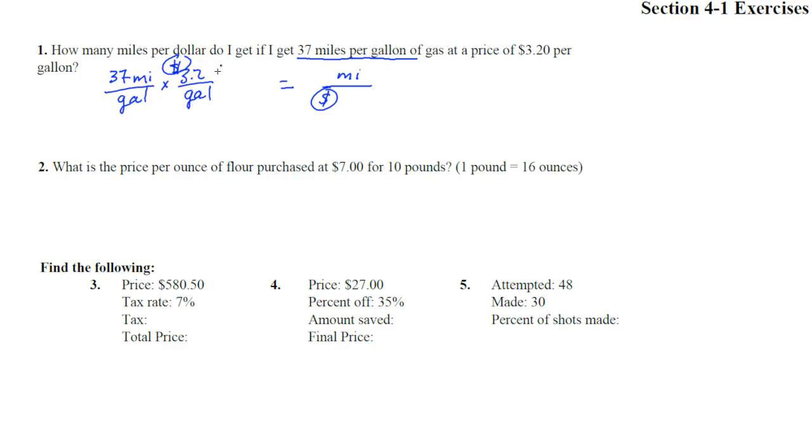So we actually will take this and write it upside down as the conversion factor. So it's 1 gallon of gas for $3.20. A little bit of a trick there, but that's how unit conversions work. So it's nice, you can cancel the gallons now, and notice we'll get miles per dollar. So we've got to take 37 divided by 3.2.